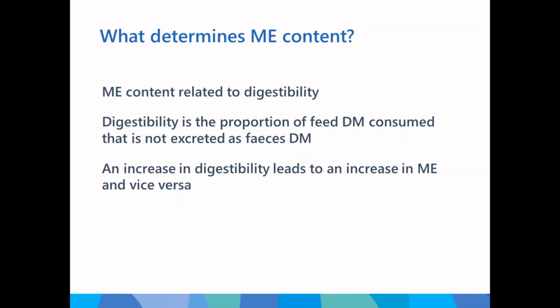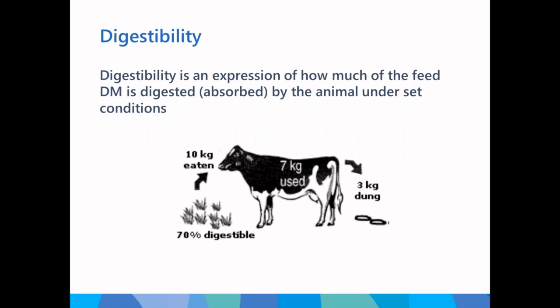Therefore, it's pretty obvious. This is just a picture, a diagram. If an animal eats 10 kilos of dry matter, there is 3 kilos of dry matter in the feces, then that feed is 70% digestible. And that 70% digestible feed is absorbed by the animal and utilized for growth, maintenance, lactation, and milk production.